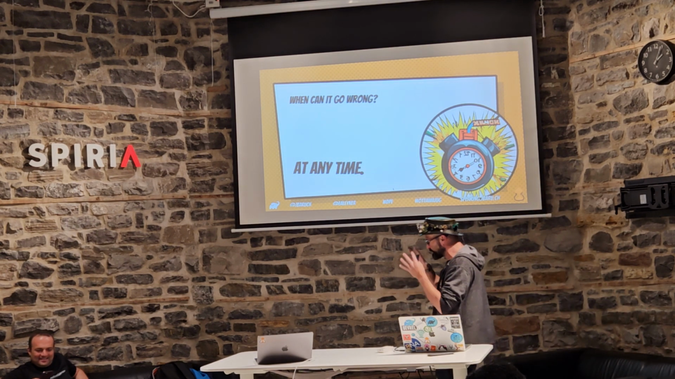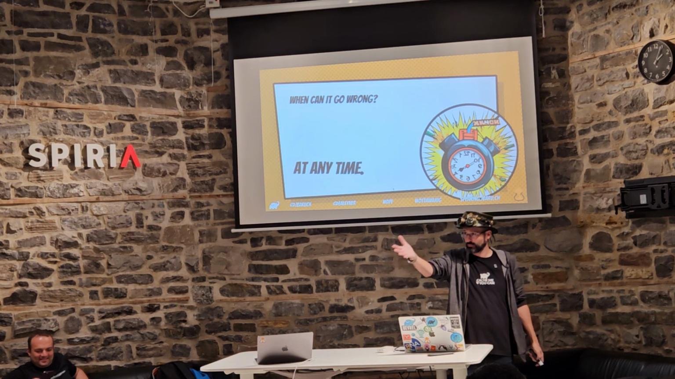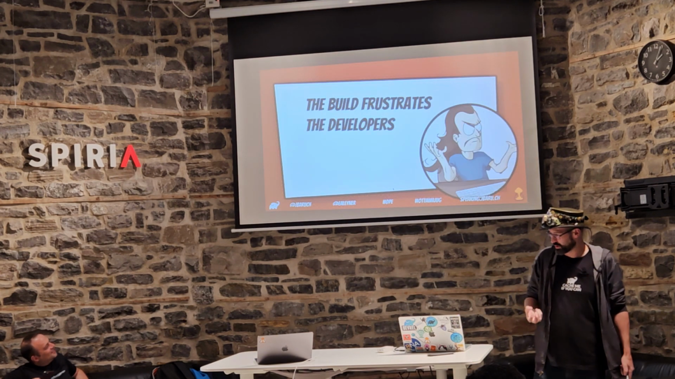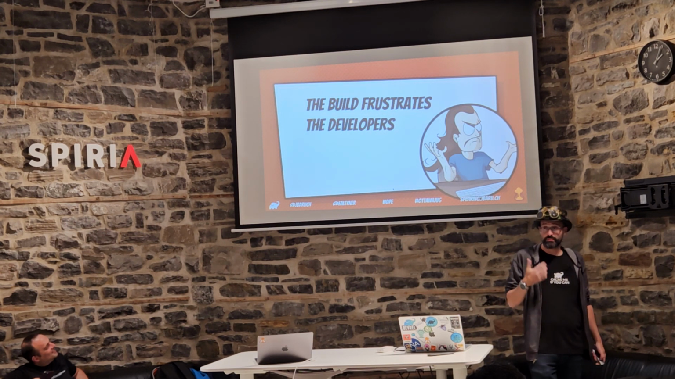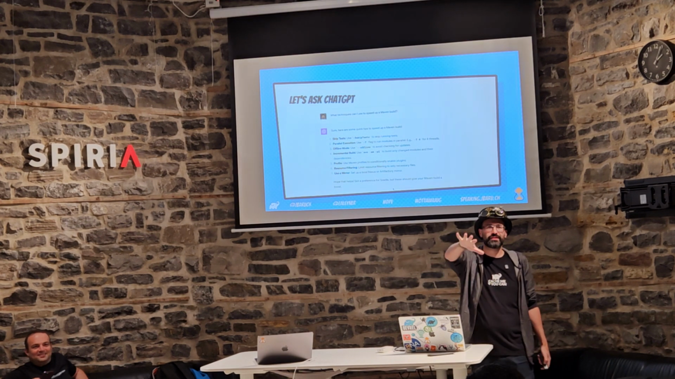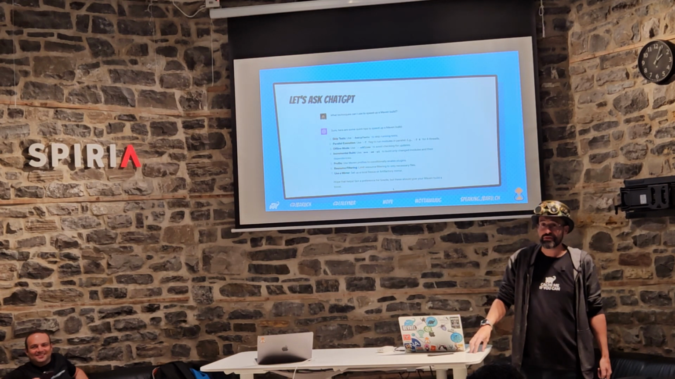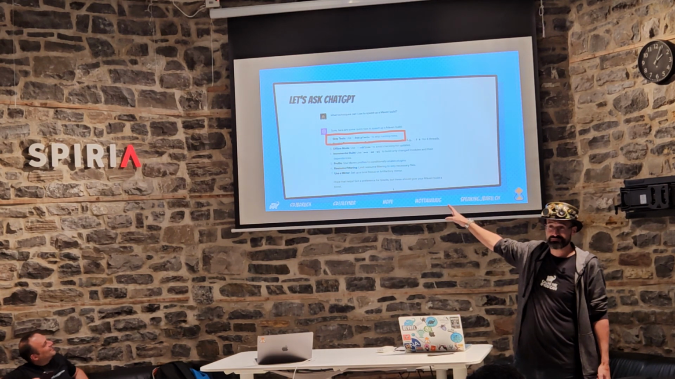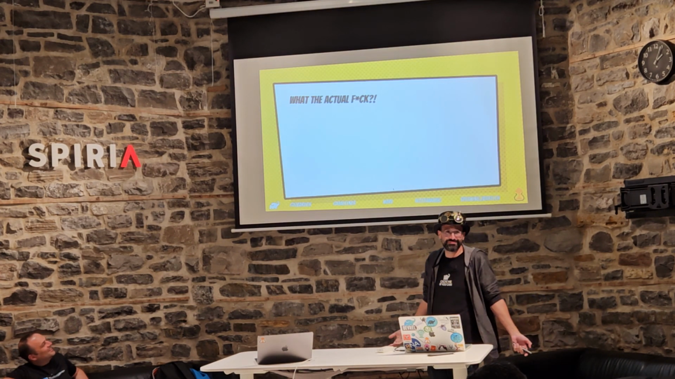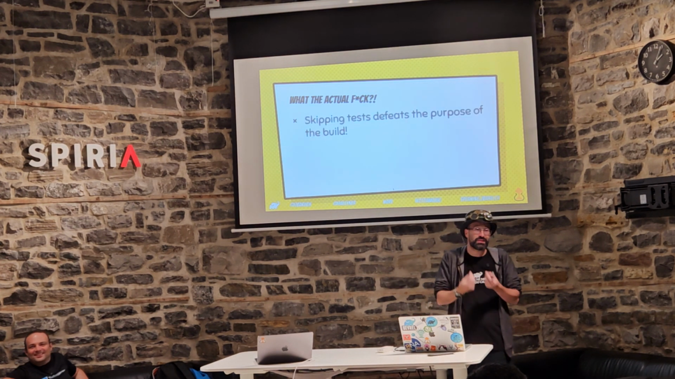Build is a complicated part of your work that you don't necessarily have the control, autonomy, understanding, or mastery to make it work. The build frustrates the developers. I promised you ChatGPT. No, just kidding. I'll give you something better than that. But if you ask ChatGPT how to build your Maven build, the first idea will be skip tests. Now, you know what? This is crazy. It defeats the purpose of the build.